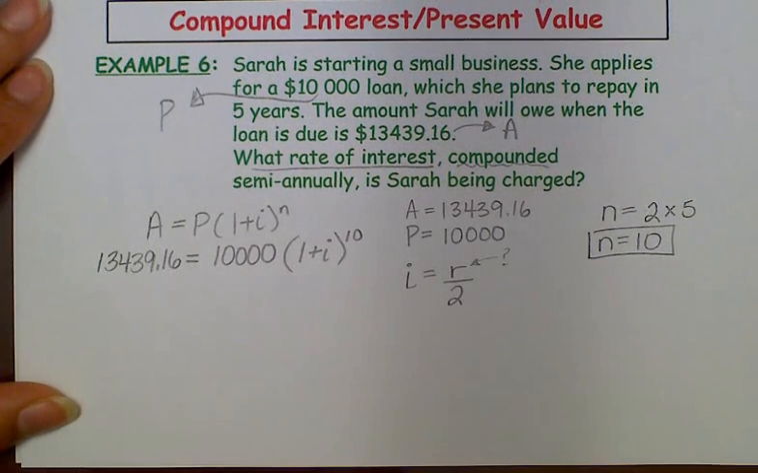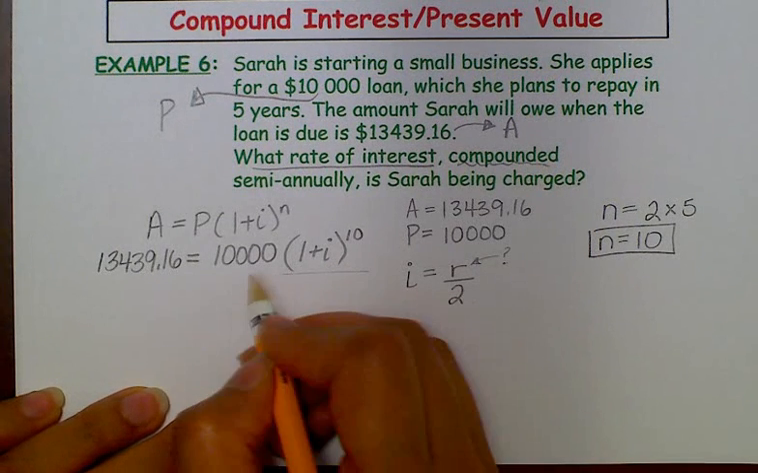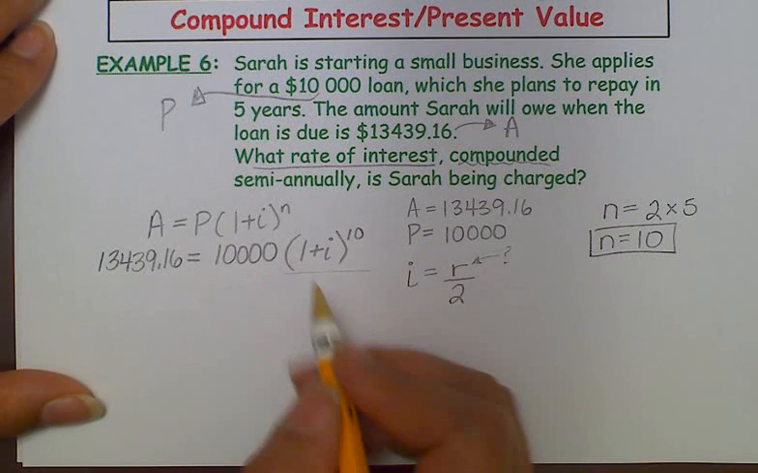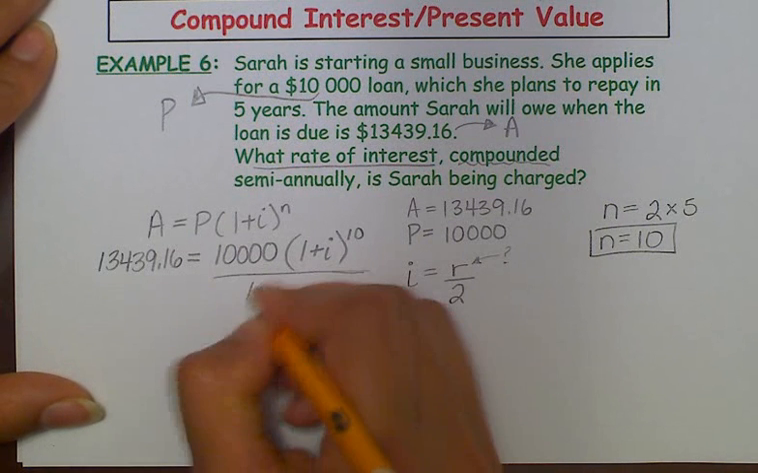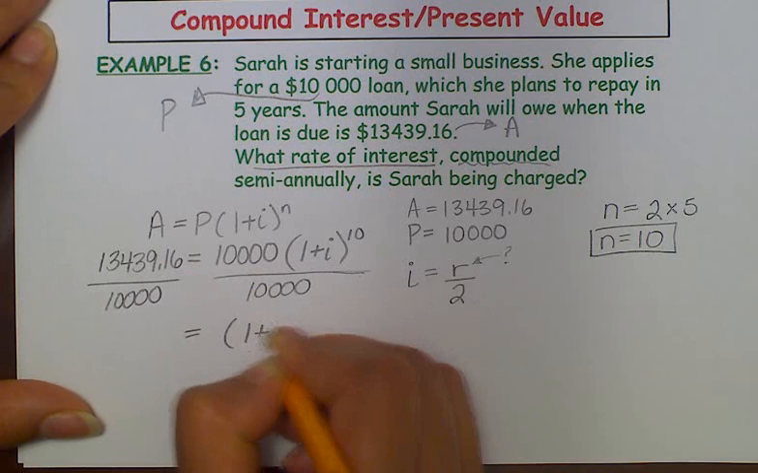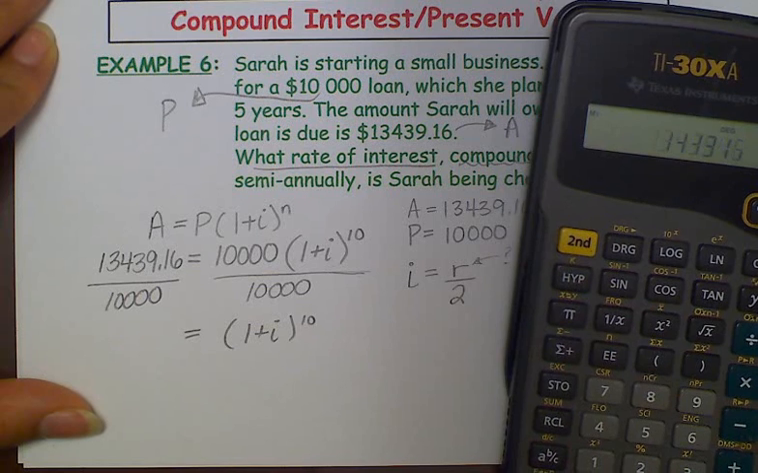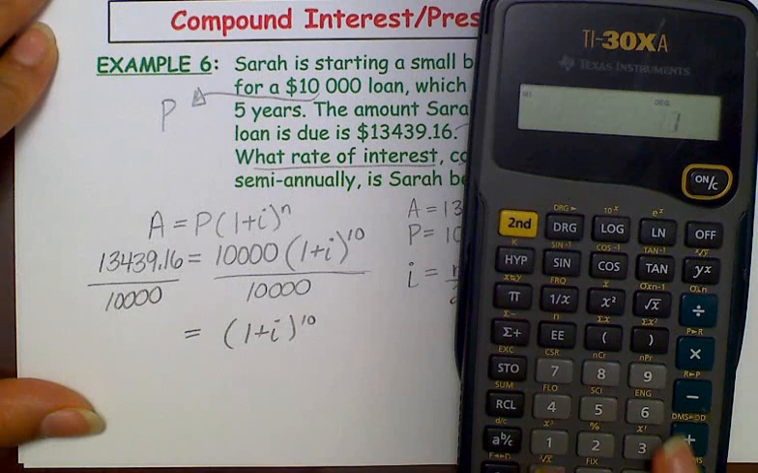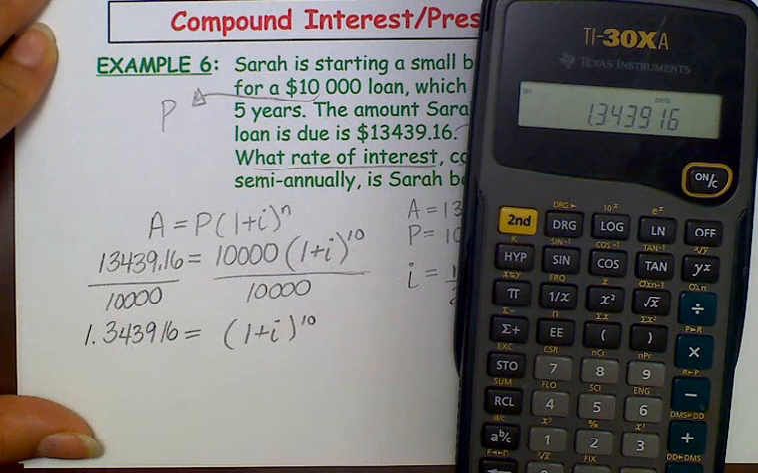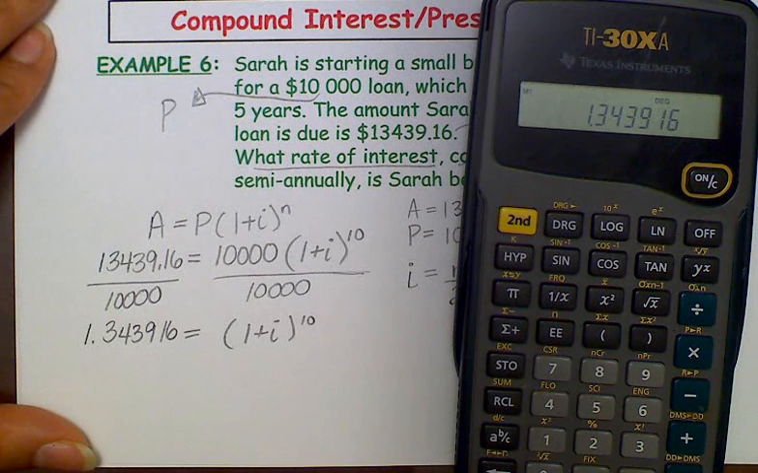Okay, so what I'm trying to actually solve for is a value of I, which means I need to try to isolate this part of the equation first. And I can do that by eliminating the 10,000 that I have in front of it. And so the operation here right now is multiplication. The opposite of multiplication is division. So I'm going to divide both sides by 10,000. And I get 1 plus I to the exponent 10 on the right hand side. And on the left hand side I get 1.343916. And now I want to keep all the decimal places because I want to try to get as accurate a solution as I can. So I'm leaving all the decimal places there.